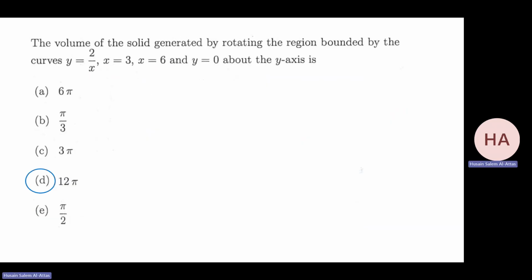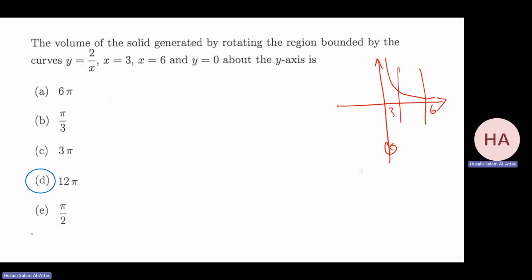Nice. The volume of the solid obtained by rotating the line y equals 2 over x. This is 2 over x. x equals 3, x equals 6, and y equals 0. I did many like this. 3, 6. And it's about the y-axis. This is my axis.